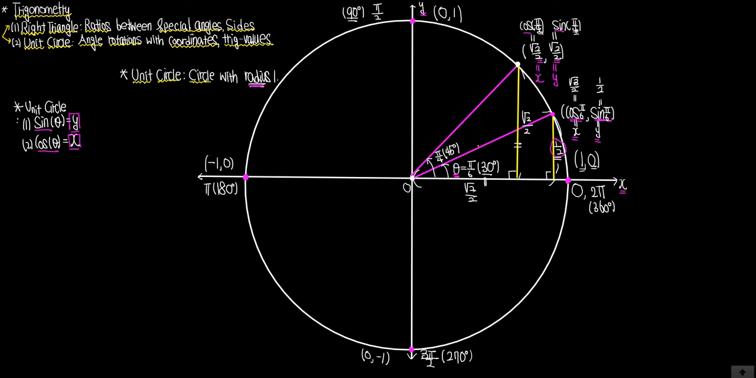Now let's think about the last angle rotation in our first quadrant, which is the 60 degrees, pi over 3 rotation from the positive initial line.